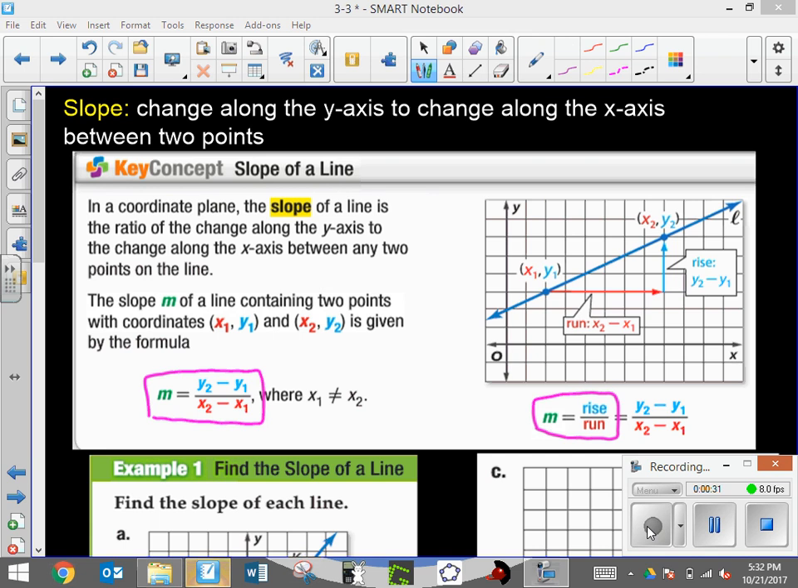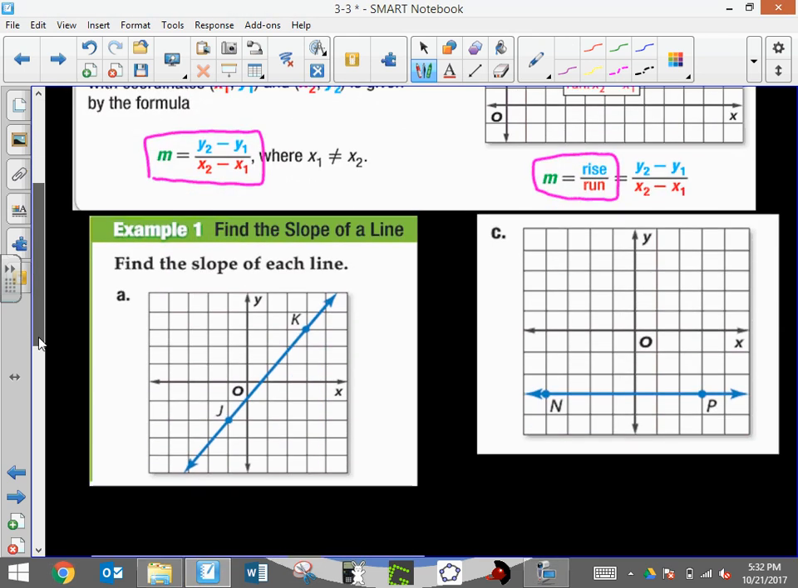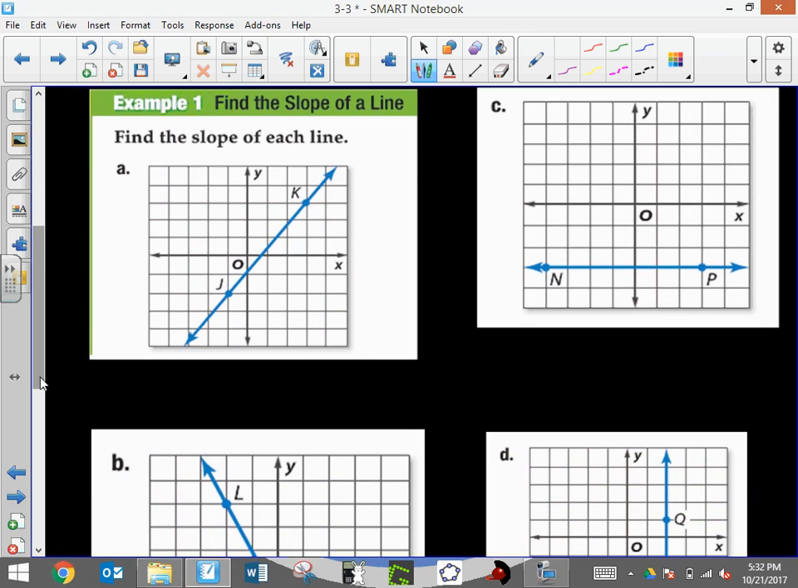Okay, so our first example is just finding the slope in terms of graphs. I've got 4 of them up here that we'll look at. So I want to find the slope between my points J and K in letter A. When I'm looking at it in terms of a coordinate plane, I like to think of it as rise over run. So I'm going to start with point J, and when I refer to rise, that's how much I go up. My run is referring to how much I move left and right.